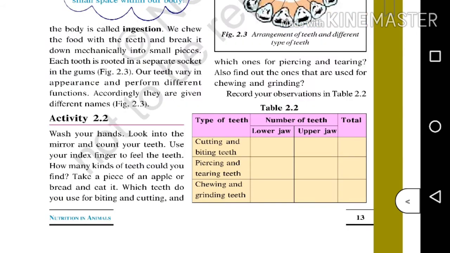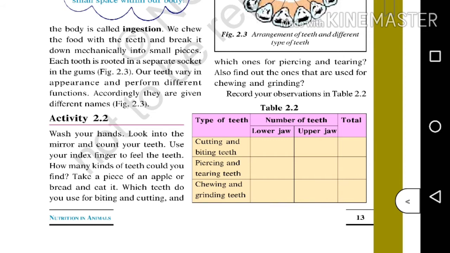Activity 2.2. Wash your hands. Look into the mirror and count your teeth. Use your index finger to feel the teeth. How many kinds of teeth could you find? Take a piece of an apple or bread and eat it. Which teeth do you use for biting and cutting? Or which ones for piercing and tearing? Also find out the ones that are used for chewing and grinding. Record your observations in table 2.2.